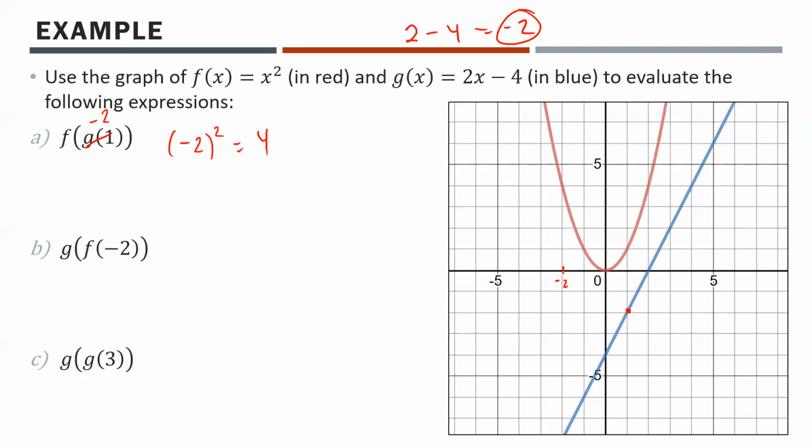So negative 2 being over here, if you look for what the y value would be, it's going to be positive 4. So either way you do it, whether you do it algebraically or graphically, the answer is still going to be 4 on this one, okay?